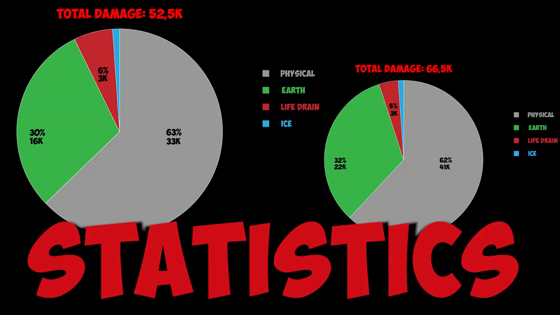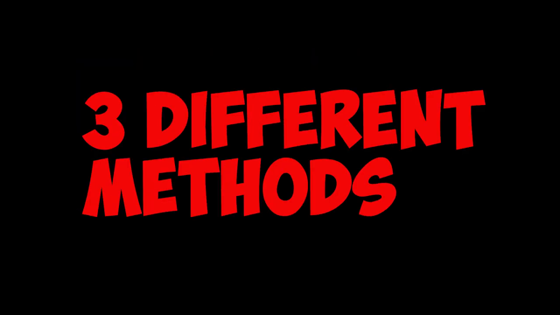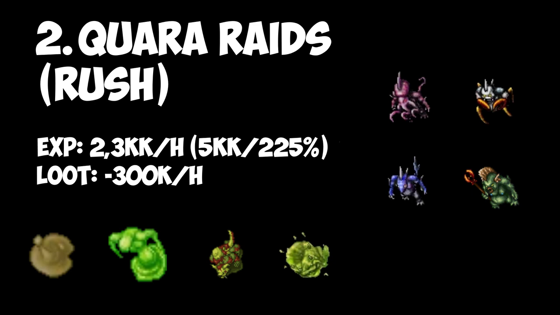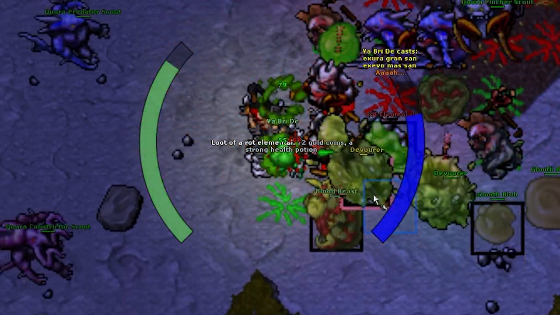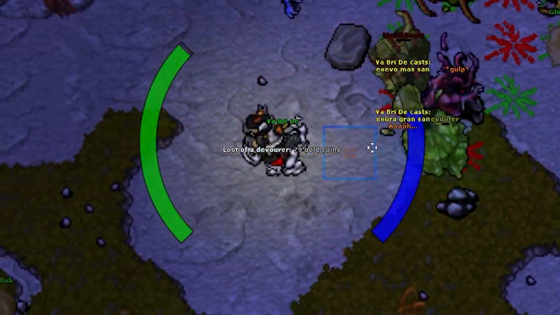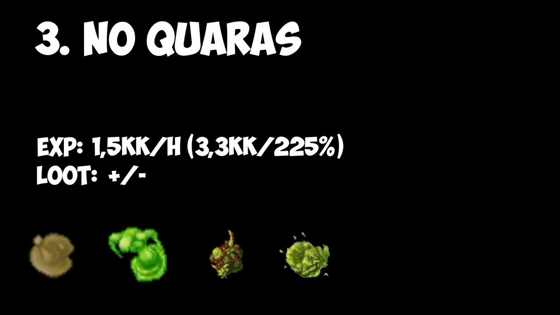Detailed damage statistics, charms and more. Let's go, guys! There are three different methods to hunt this spawn. The spawn with quarry raids, hunting it relaxed. That's around 1.6kk an hour, but much less waste since you are looting. The spawn with quarry raids, hunting it like you got stung by a bee. Not looting and always moving forward, which is 2.3kk an hour at 100%. The spawn without quarry raids, that's around 1.5kk an hour.